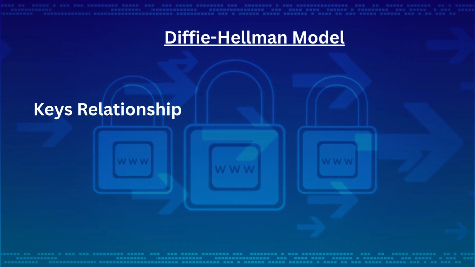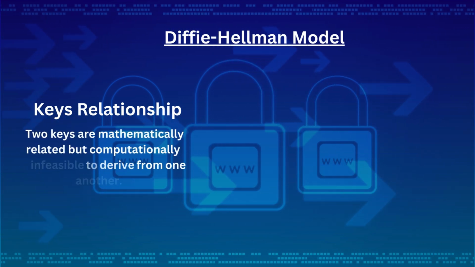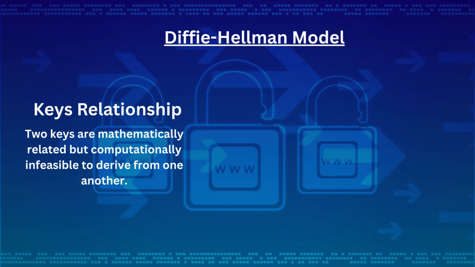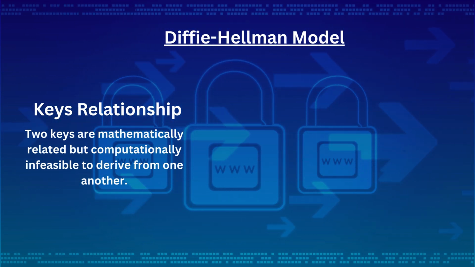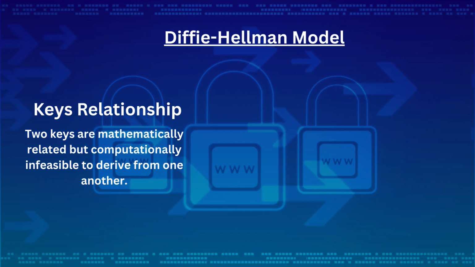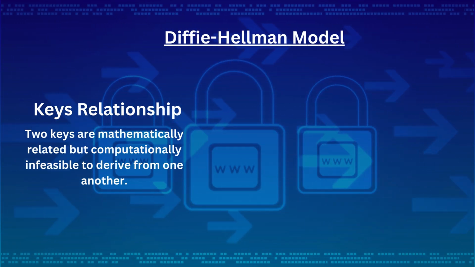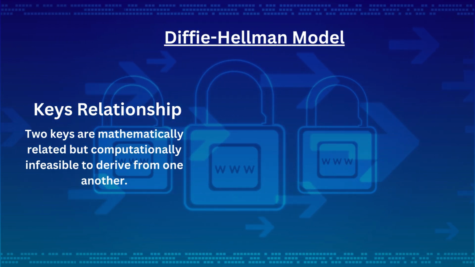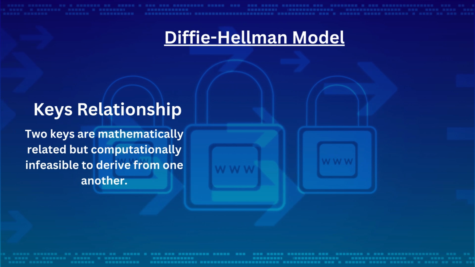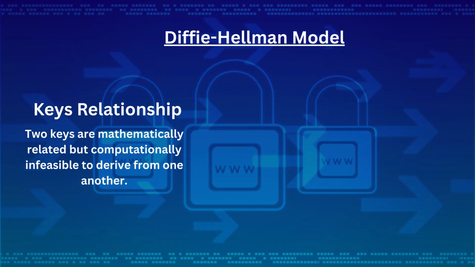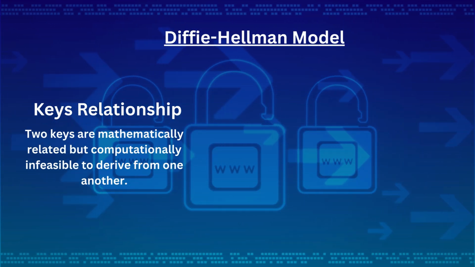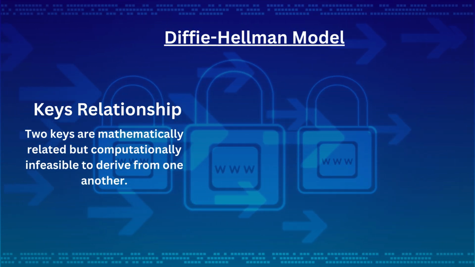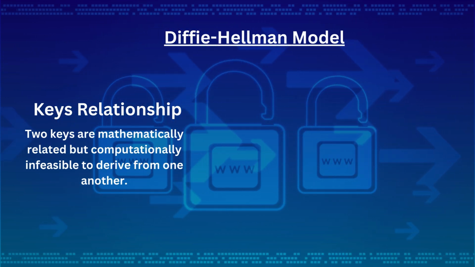Alright, now let's talk about the Diffie-Hellman model, the legendary handshake that laid the groundwork for secure communication over the internet. 1. Keys relationship. In the Diffie-Hellman model, we're dealing with two keys that are mathematically related. But, and here's the cool part, even though these keys are connected through complex math, it's computationally infeasible to figure out one key if you only know the other. This means, even if someone gets their hands on the public key, they can't reverse engineer it to get the private key.